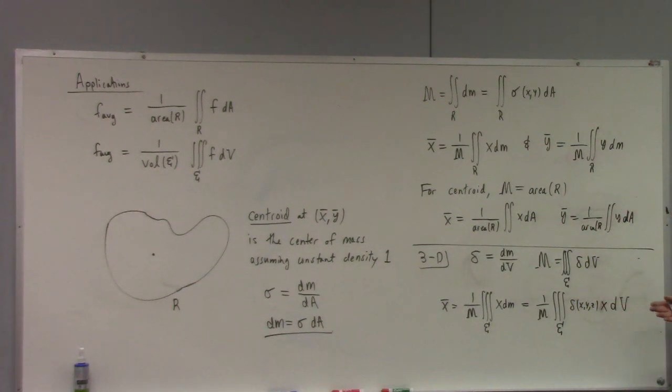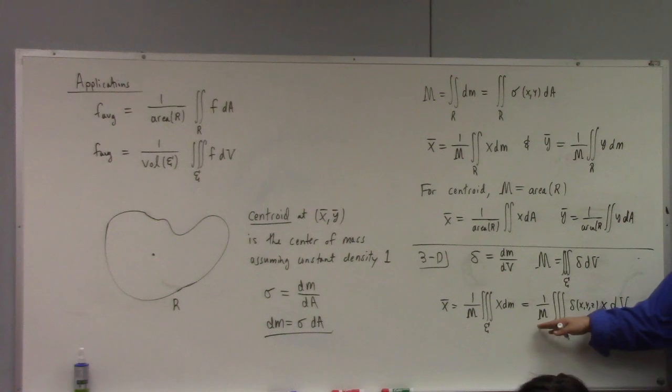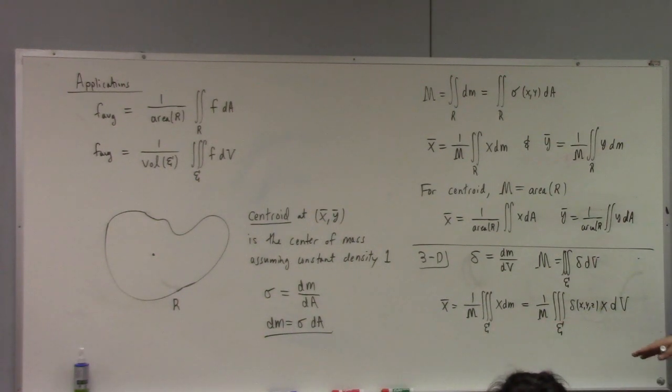And the formula for y bar and z bar is just the same, just replacing the x with y or z, right? This is how you'd find the center of mass of a volume. How do you find the centroid of a volume? Same idea, just replace sigma with 1. And the mass becomes not the total mass, but the total volume. So, yeah, you have a question?